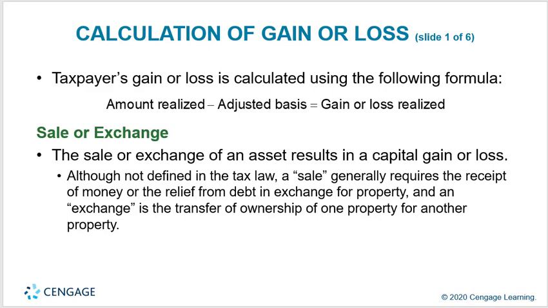And so a taxpayer's gain or loss is calculated using the following formula. The amount realized less adjusted basis gives you your gain or loss realized. Sale or exchange. The sale or exchange of an asset results in a capital gain or loss. Although not defined in the tax law, a sale generally requires the receipt of money or the relief from debt in exchange for property, and an exchange is a transfer of ownership from one property for another property.